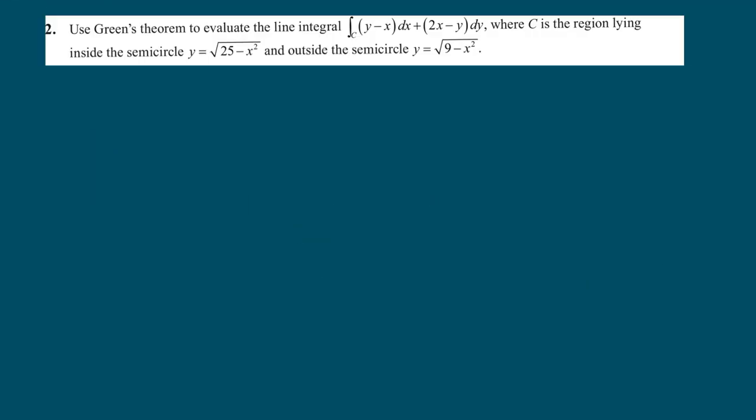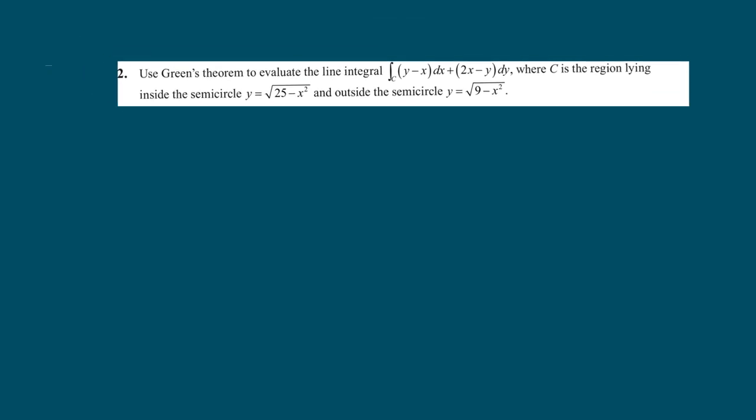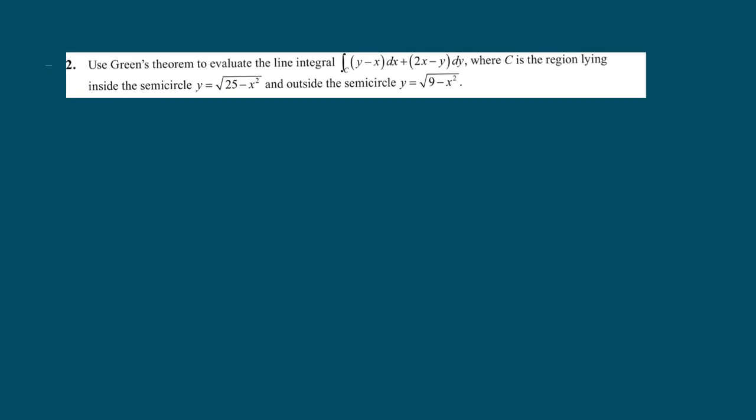So what we have learned in the previous problem is that it's hard to do the line integral. So what the Green theorem says is: don't do the left side of the integral, do the right side, do a double integral. So this is what we are going to do. Use Green theorem to evaluate this line integral. The component x of the vector field is y minus x. The component y of the vector field is 2x minus y.